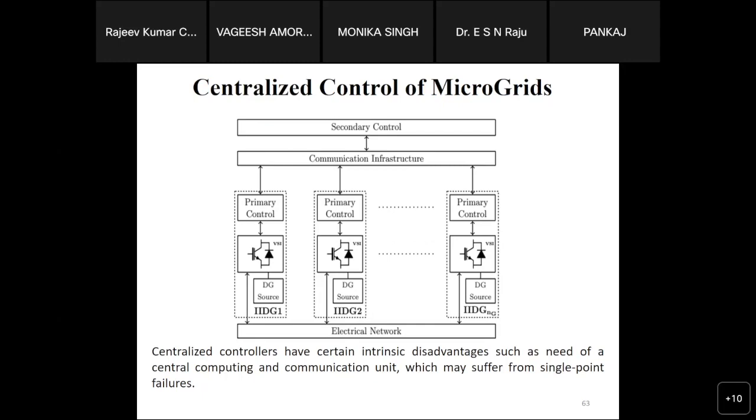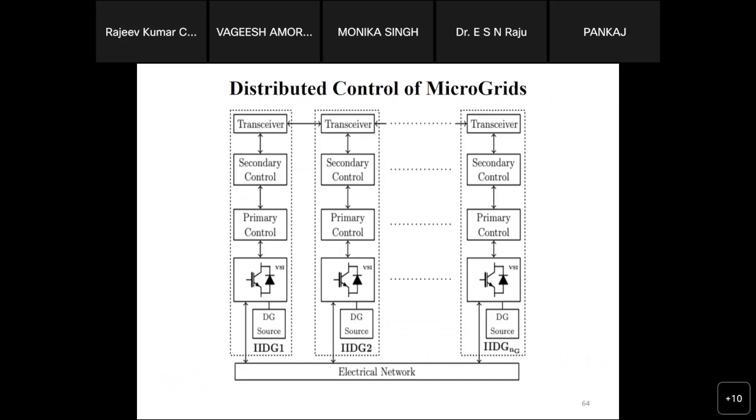So when we see the distributed control, earlier in the decentralized control we didn't have any communication between the secondary controls. Here all the secondary level controls are communicating with each other. So they will have proper coordination, and they will have proper control for the secondary level control.